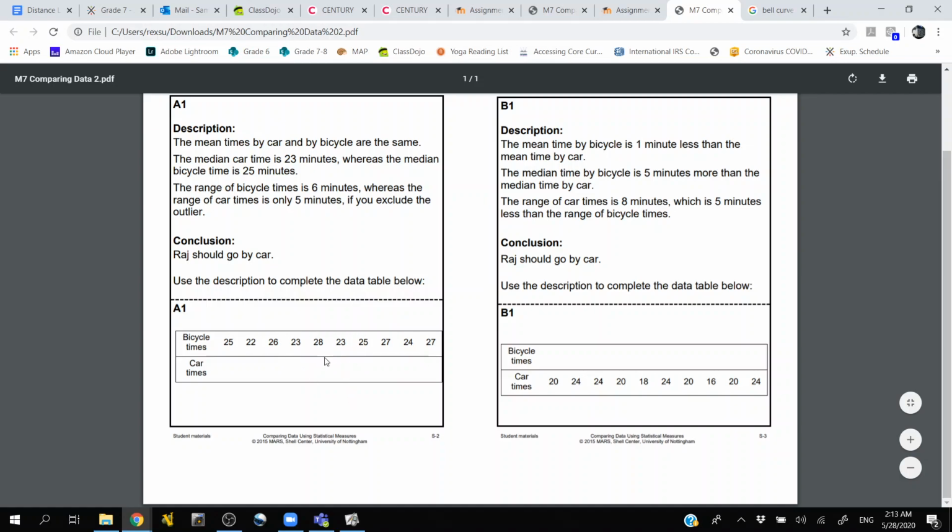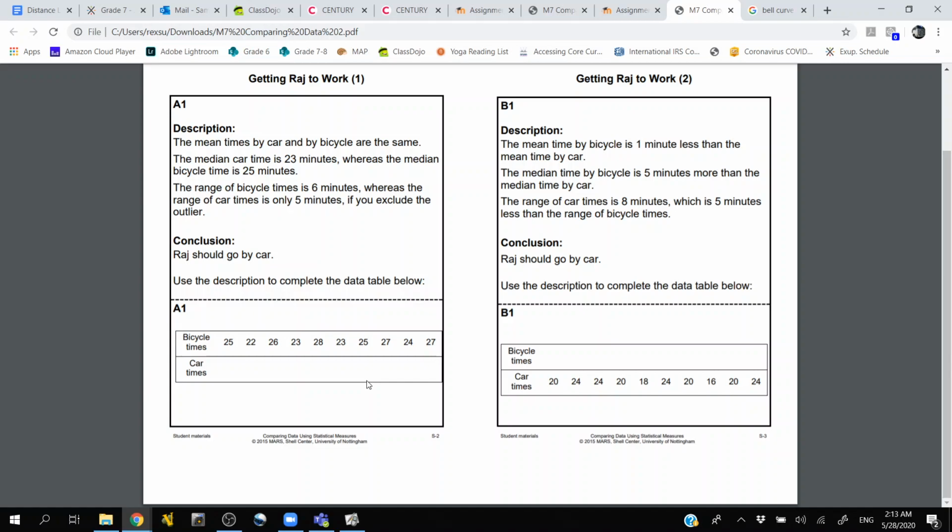And I'd just say that some of this is obvious, like the range of bicycle times is 6 minutes. Well, I don't need to tell you that. We could compute that. You'd see 28 is the highest, 22 is the lowest, range is 6 minutes. But a lot of this information is important, and you will need it in order to create car data that matches the same.